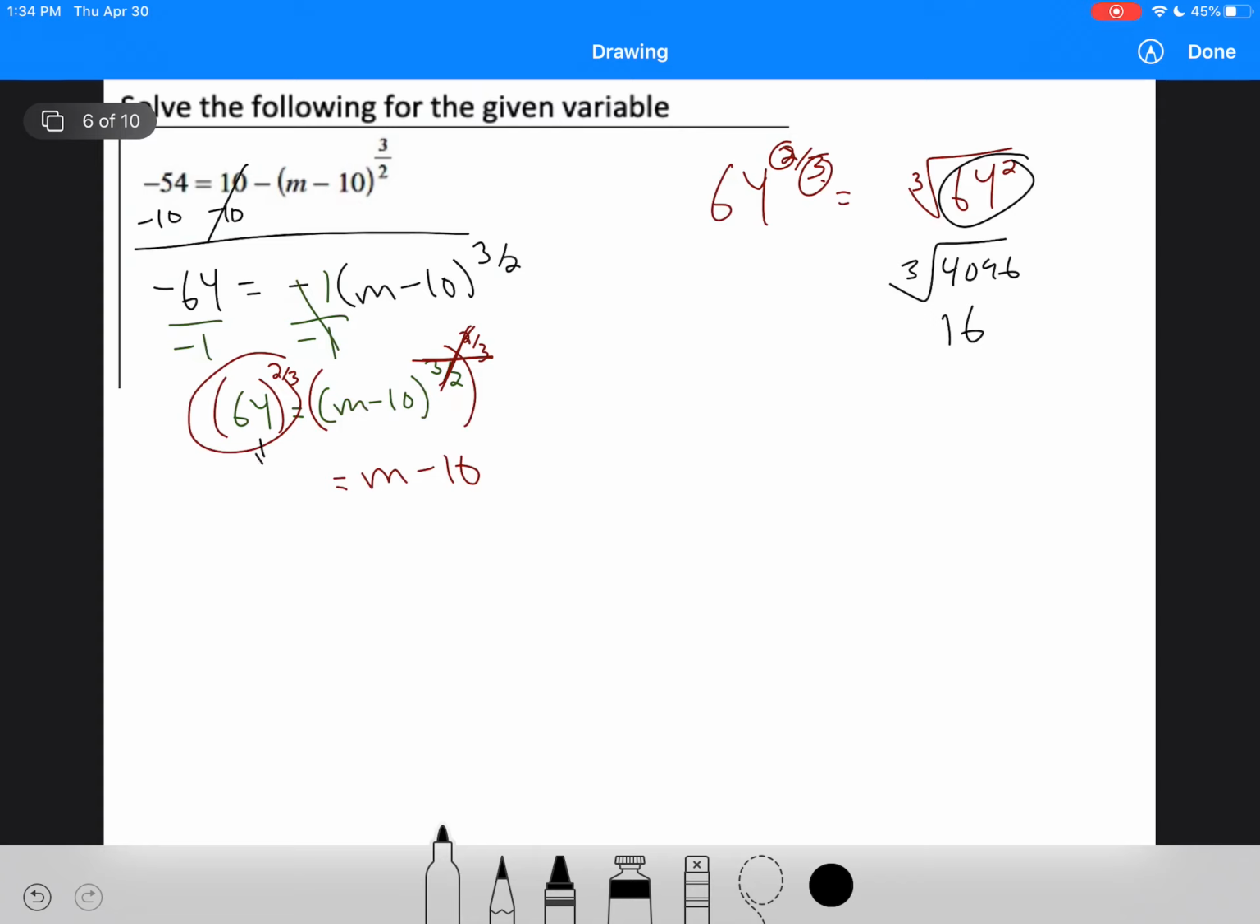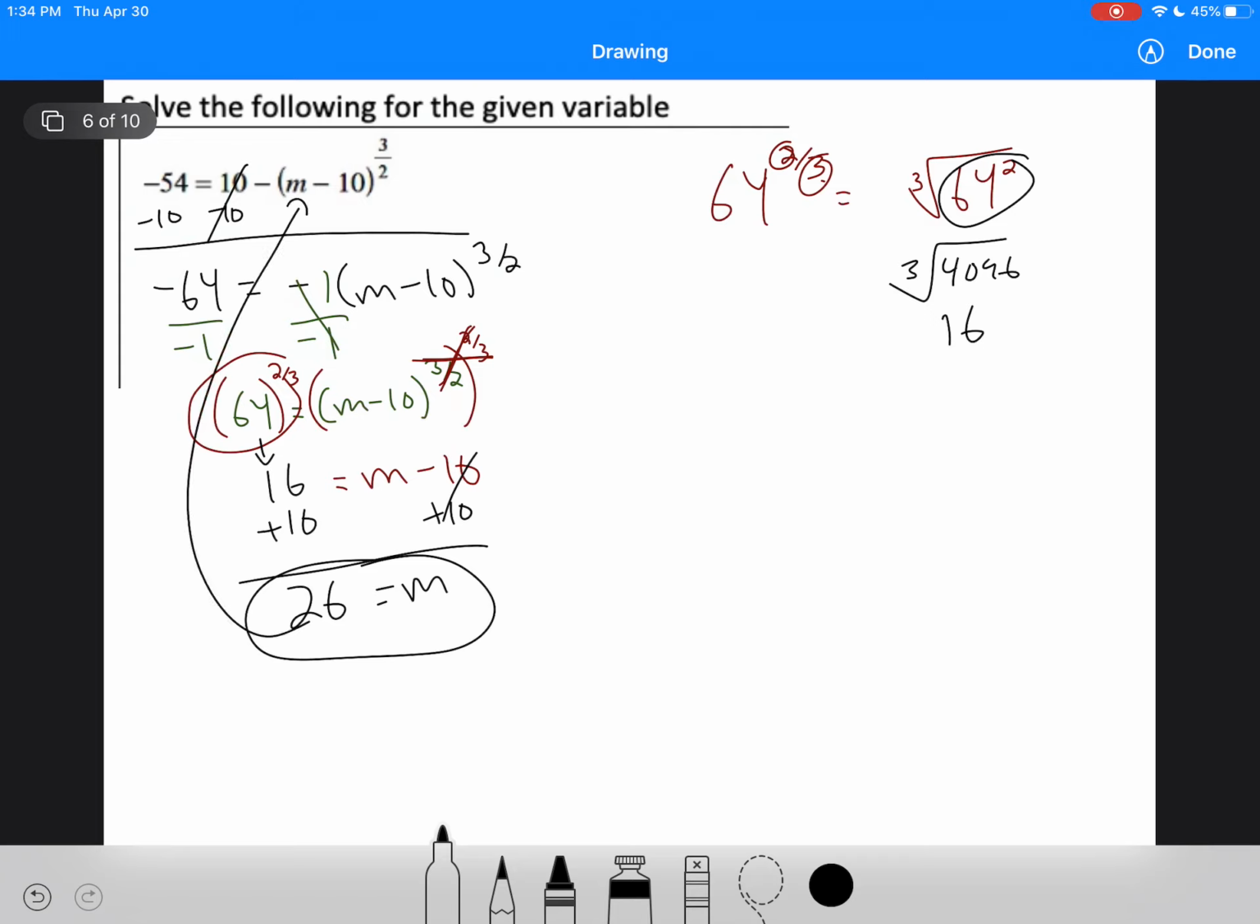Cube root of 4096 is going to be 16. So it's equal to 16. So this is 16. And then you would add 10. So m equals 26. So that's how you would solve that for the variable there.